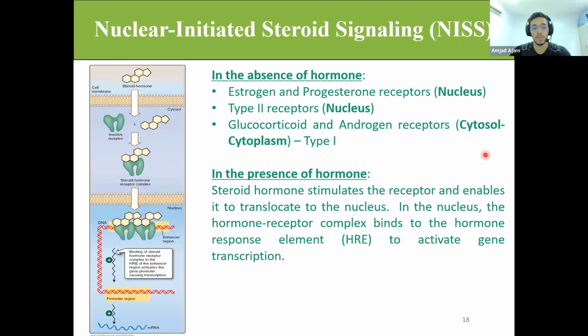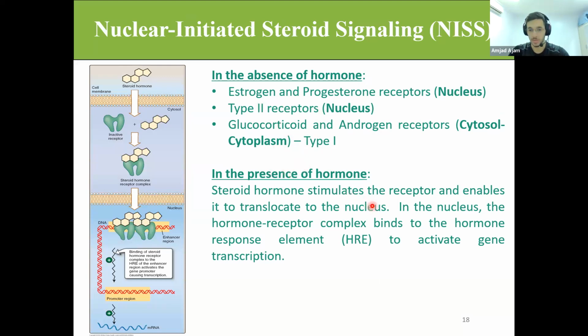Now let's talk more about the NIS and the MES. So in the absence of hormones, we have estrogen and progesterone receptors. They are nuclear receptors. We talked about them, that estrogen is a nuclear receptor. We have type 2 receptors, which are also nuclear receptors. And remember that type 1 is cytoplasmic, examples like glucocorticoids and androgens. So you have to know the difference between type 1 and type 2.